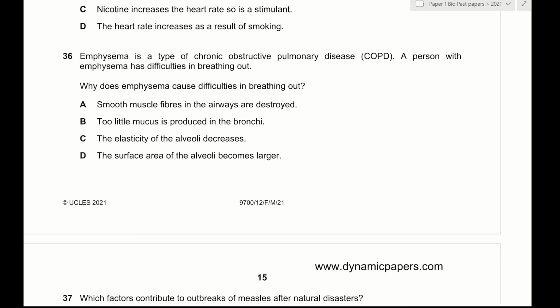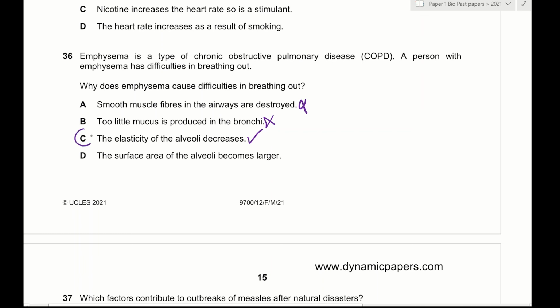A. Smooth muscle fibers in the airways are destroyed. No, it has nothing to do with the smooth muscles. B. Too little mucus is produced. This is also incorrect. C. The elasticity of alveoli decreases. This is correct, resulting in alveoli bursting and a decreased surface area.